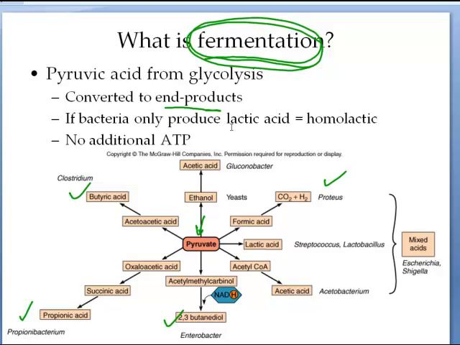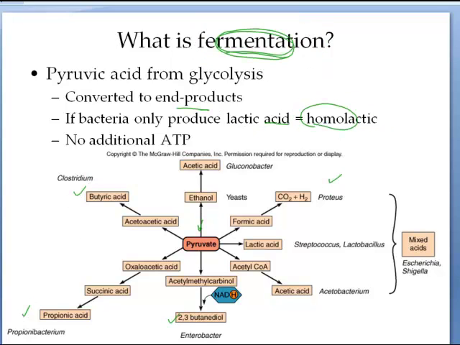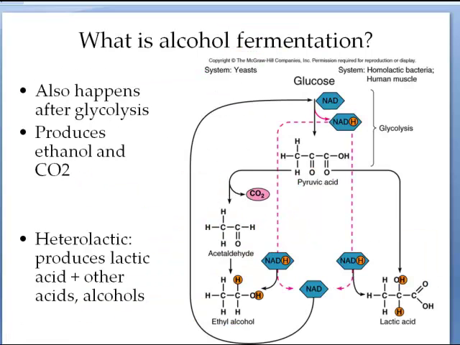If bacteria only produce lactic acid, this is called homolactic bacteria. No additional ATP is formed in this process, and that's the most important thing: we don't form any more ATP. In alcohol fermentation, which I pretty much told you earlier, bacteria produce ethanol and carbon dioxide. It also happens in certain cells, for example, yeast cells. Bacteria that produce lactic acid and other alcohols are called heterolactic bacteria.